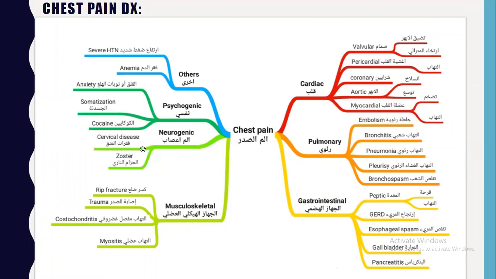طيب neurogenic causes can be cervical diseases. يكون مشكلة بالفقرات العنقية تسبب آلام بالصدر radiating to the chest. تمام. ممكن يكون herpes zoster virus، الحزام الناري. Psychogenic causes ممكن يكون anxiety، نوبات الهلع، very common in patients complaining of chest pain. Somatization. تمام. ممكن يكون cocaine induced. طبعا هذول less common لكن هذه very common. Anxiety أو نوبات الهلع you will find it very common. تمام. Other causes ممكن يكون anemia، فقر الدم، أو ممكن يكون severe hypertension. This is a shortcut for chest pain. I think it's so clear.